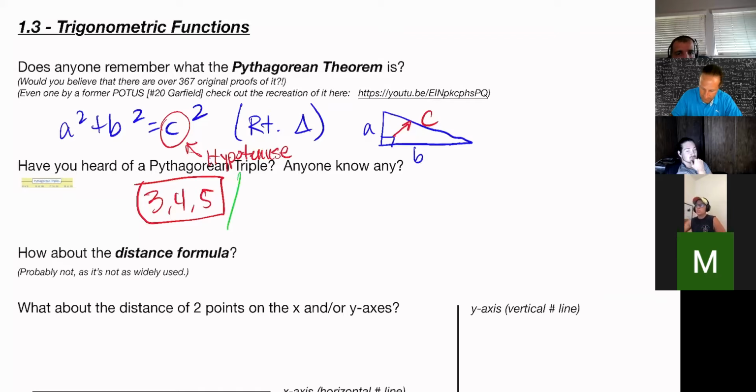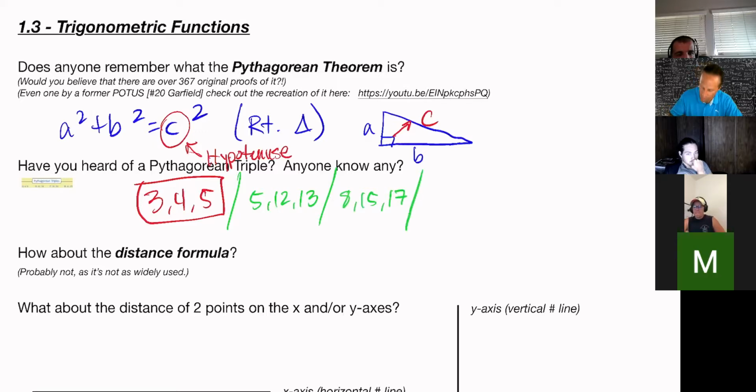9, 12, 13. Ooh, close. 5, 12, 13. Excellent. Any others? 8, 15, 17. Excellent. You can see they're getting larger.